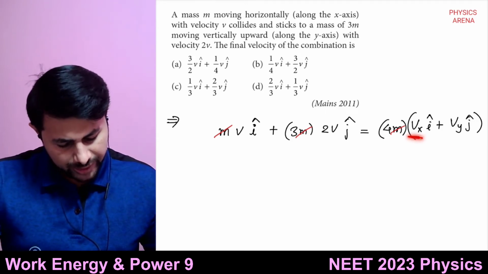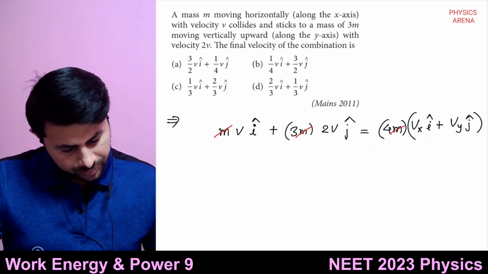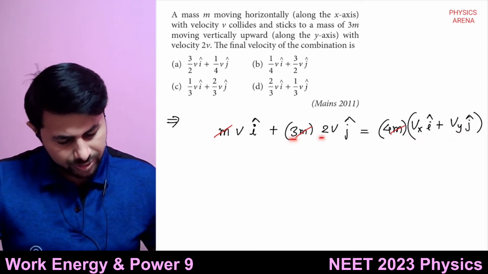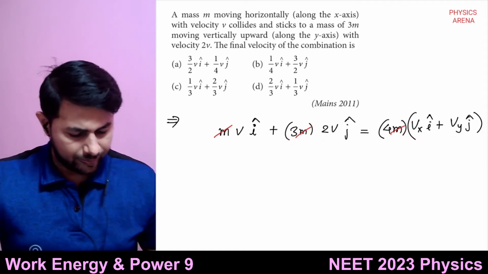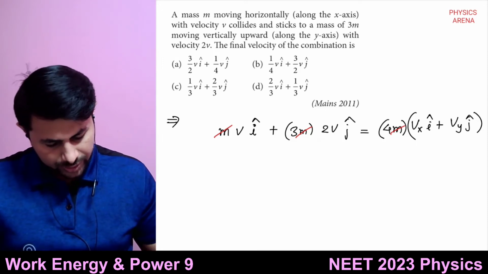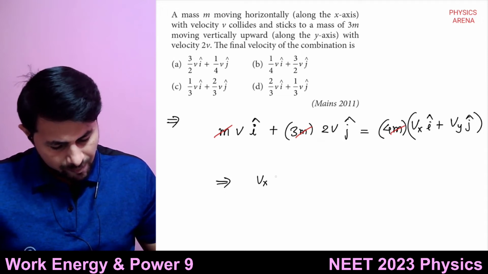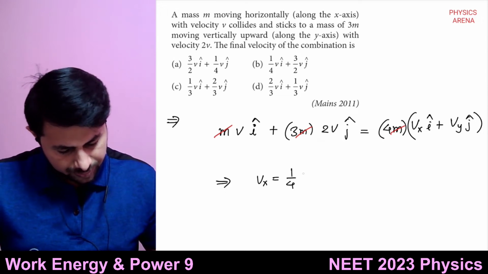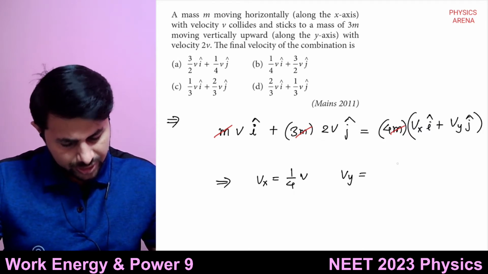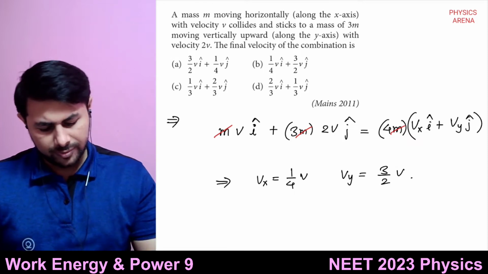So what will be vx? Vx is v by 4, right? And vy is how much? It is 3 times 2 divided by 4, so it is 6 by 4. So the answer is vx equals 1 by 4 times v, and vy is equal to 6 by 4, that means 3 by 2 times v. So which option?